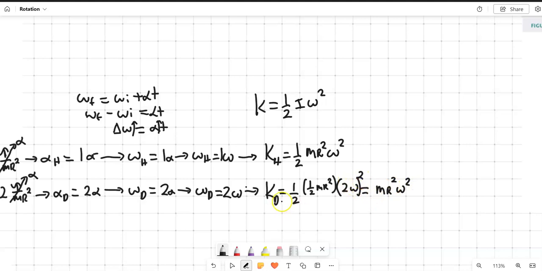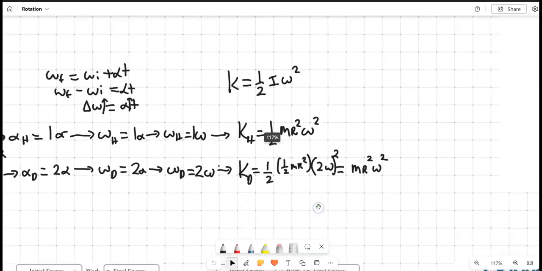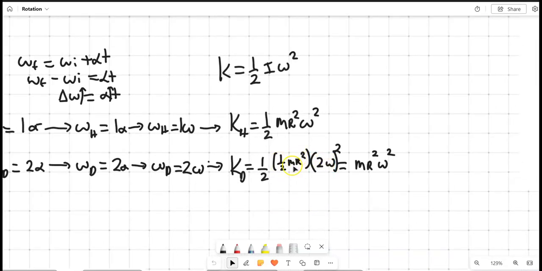So the disk is going to have twice the kinetic energy of the hoop. Okay? And the reason why it has twice the kinetic energy, even though it has half the moment of inertia, is because this omega is being squared. Since it's got twice the omega, but it's being squared, it's going to end up having twice the kinetic energy. To answer the last part of the problem, they're asking about angular momentum.